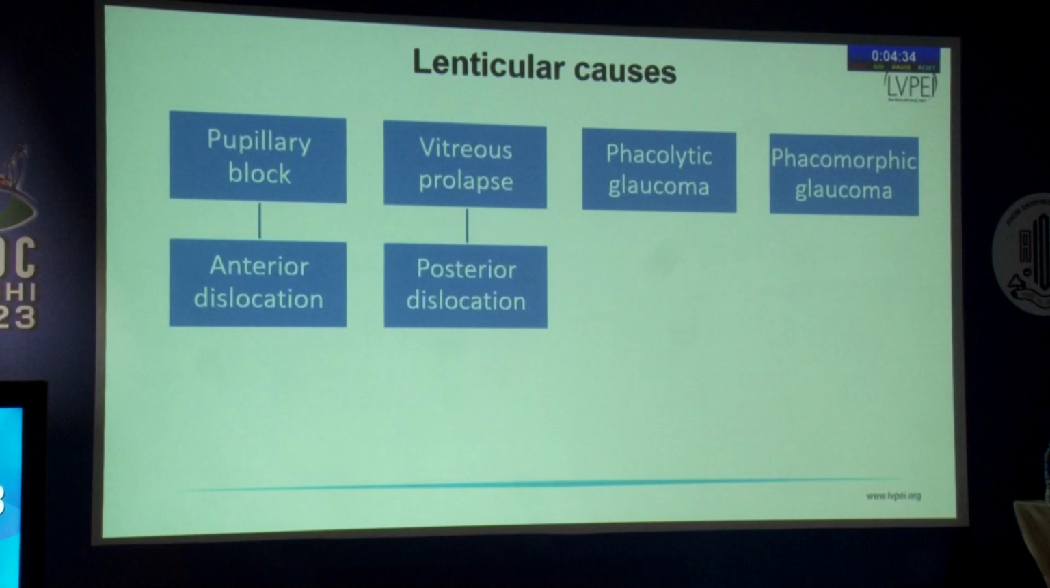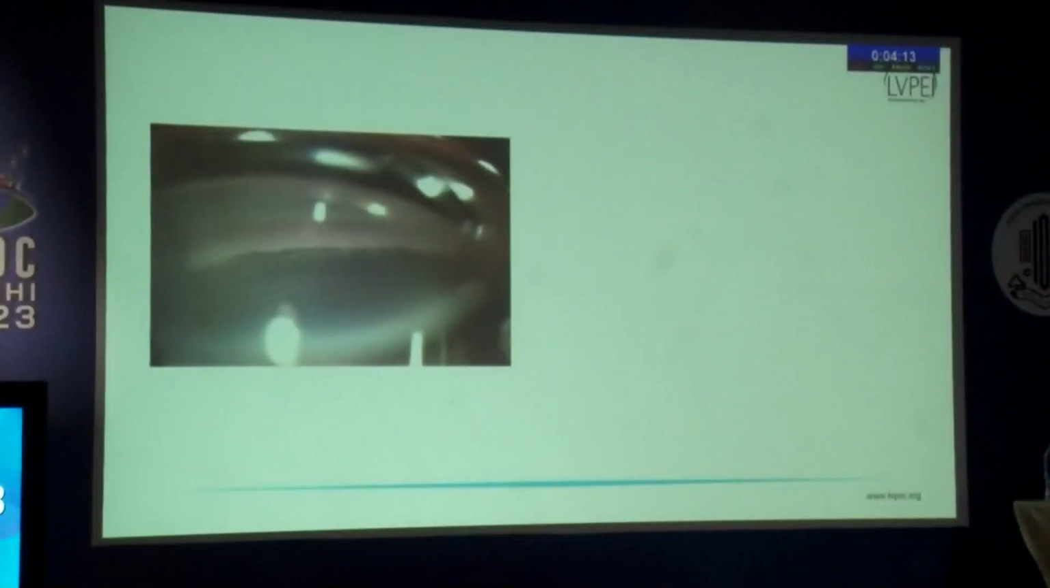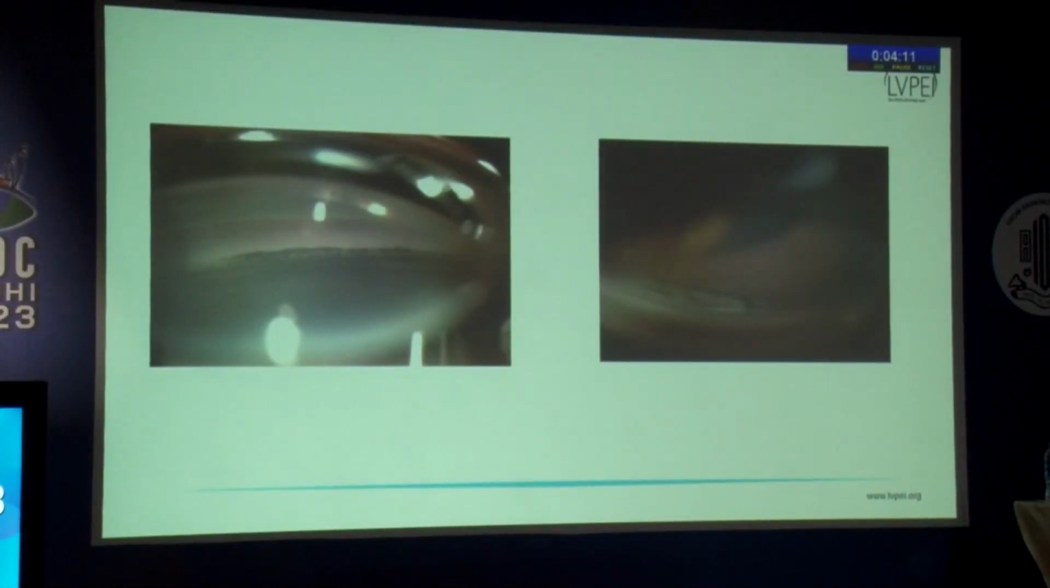If there is anterior dislocation of the lens, it can cause pupillary block. If there is posterior dislocation, there may be vitreous prolapse, which leads to high IOP, or there might be phacolytic or phacomorphic glaucoma. So angle recession, as we all know, is due to a tear between the longitudinal and circular fibers, and there is retro displacement of the iris root. So it has to be differentiated from cyclodialysis, as seen here, cyclodialysis on the right side.